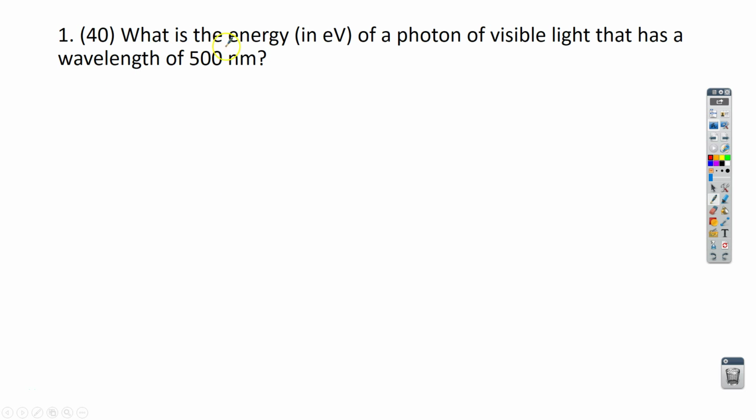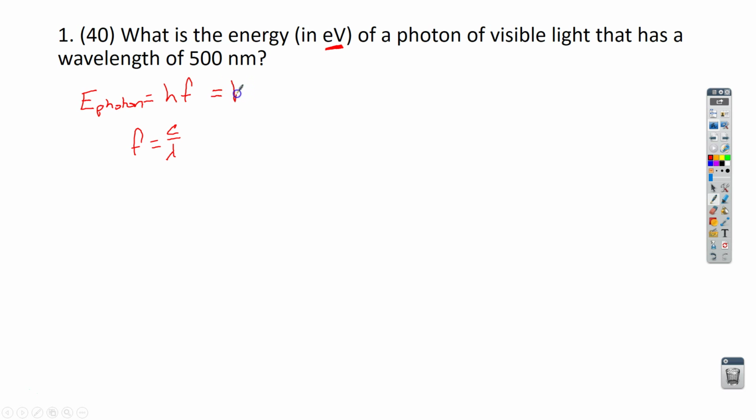So here we go. First one says, what is the energy in eV? Initially we'll find it in joules and then we'll just convert it within the problem to eV of a photon of visible light that has a wavelength of 500 nanometers. Remember your equation for the energy of a photon is just equal to Planck's constant times the frequency. Do remember that frequency is equal to the speed of light over the wavelength.